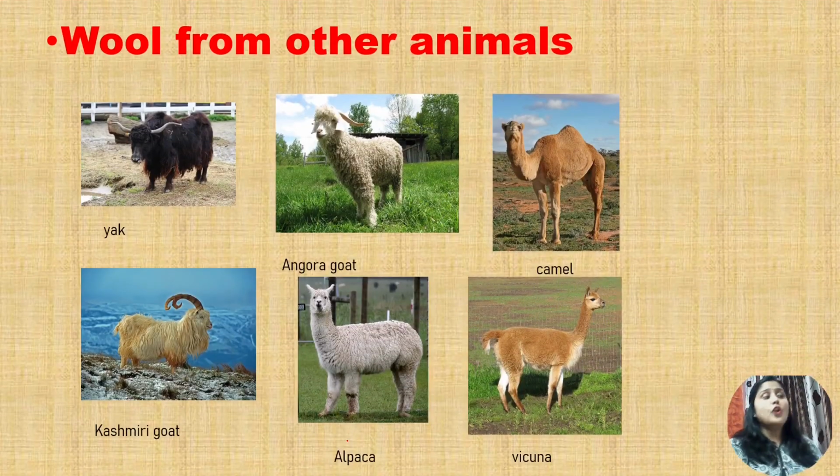Next we will talk about wool from other animals. We have learned that we get wool from sheep. Apart from sheep, we get wool from yak, Angora goat, camel, Kashmiri goat, alpaca and vicuna. So these are the animals from which we get wool.